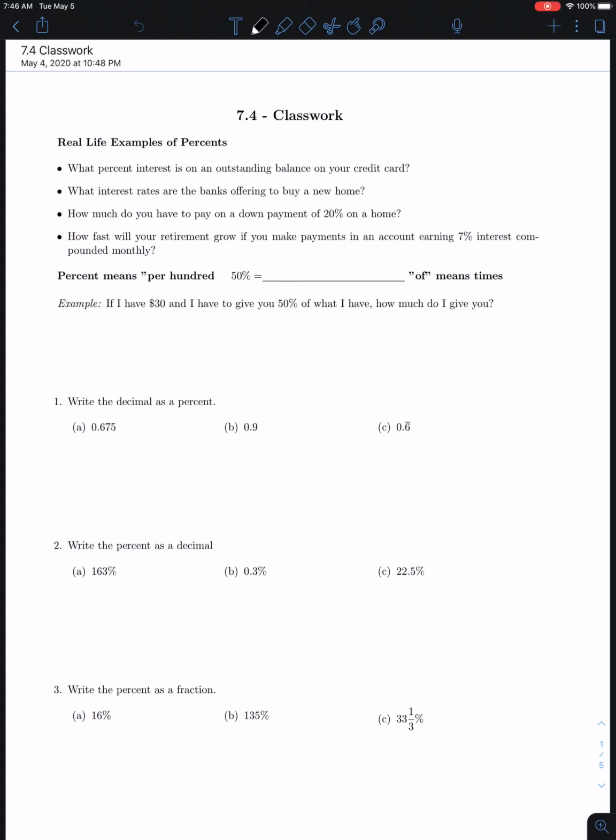So how did everybody do for 7.3? Hopefully that went fairly well for you. So 7.4, we're going to talk about percent problems and compound interest.